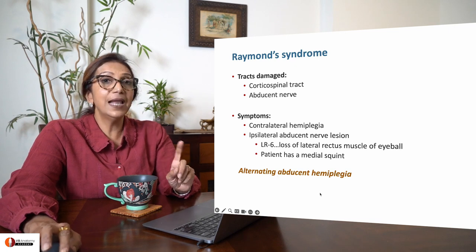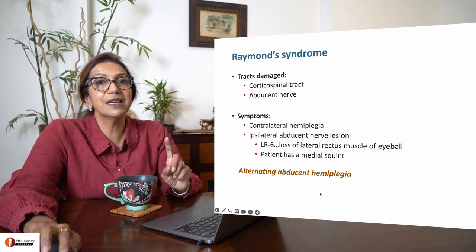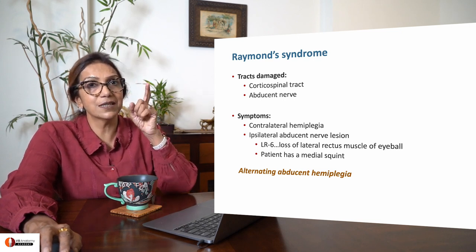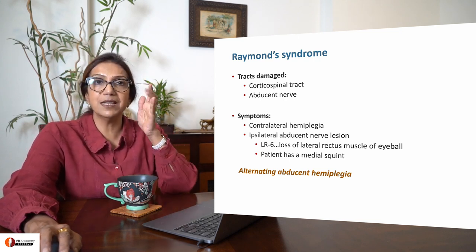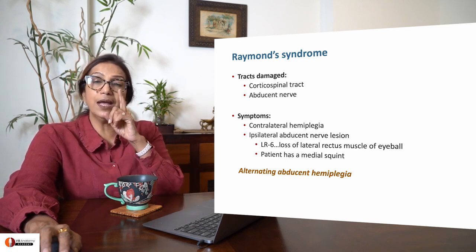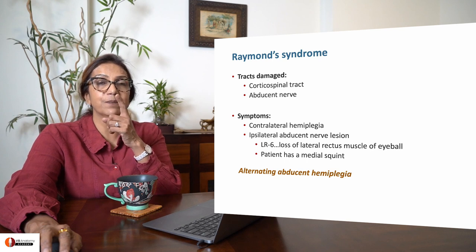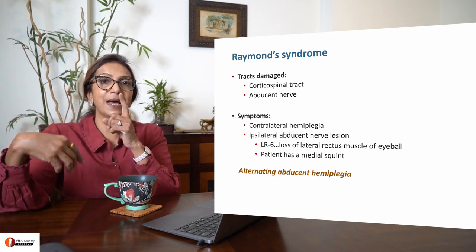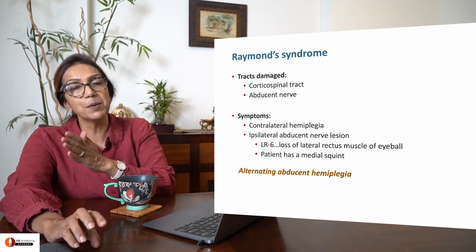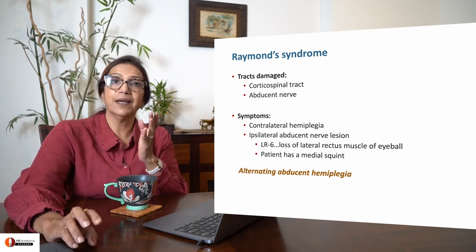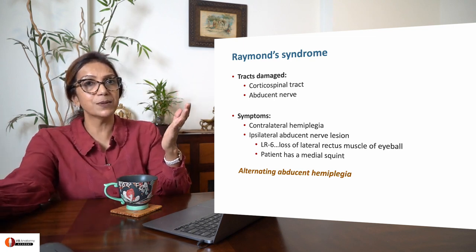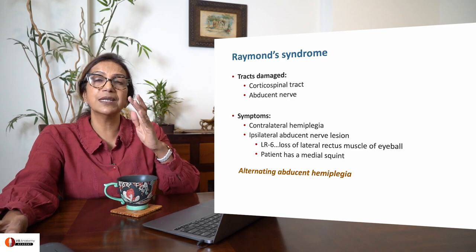So, LR6, lateral rectus, is supplied by the 6th cranial nerve. So, the lateral rectus is affected. If lateral rectus is paralyzed, medial rectus will overact. So, you will have a patient whose eye on that side is medially rotated and the body on the opposite side is paralyzed. Okay, so this is called as alternating abducent hemiplegia. So, alternating abducent of one side, hemiplegia or corticospinal tract of the opposite side, alternating abducent hemiplegia.